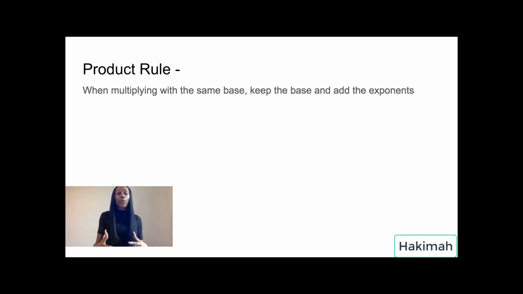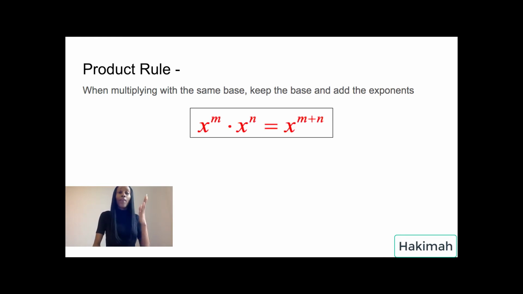The product rule. The product rule says when multiplying with the same base, keep the base, add the exponents. Anytime you are multiplying with the same base, you want to keep the base and add the exponents. Example, if I have x to the power of m times x to the power of n, I'm going to keep that base of x and I'm going to add the exponent. So I have x to the power of m plus n.